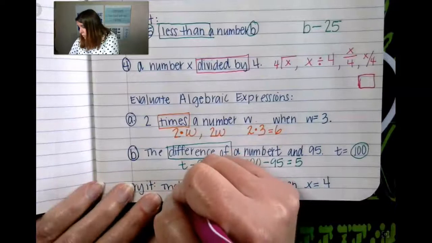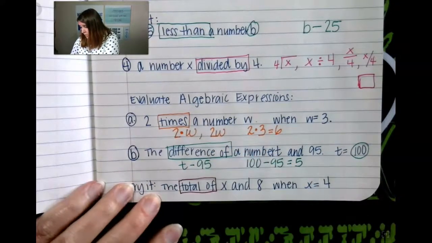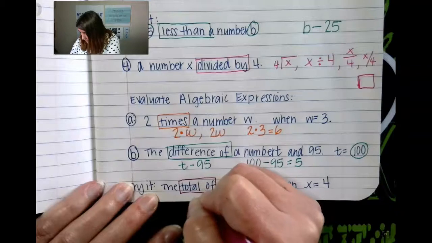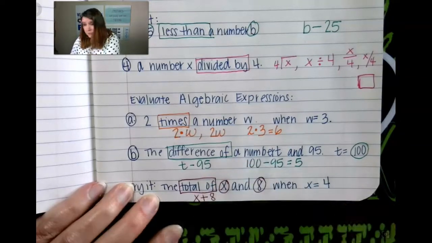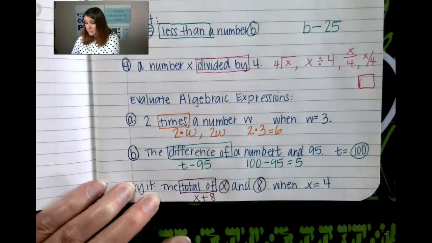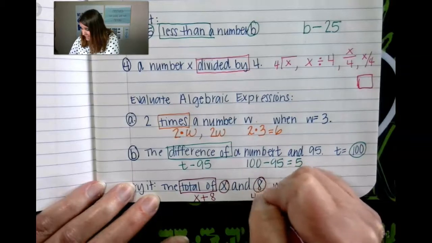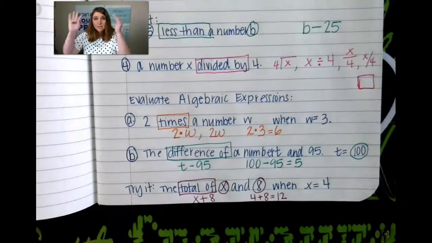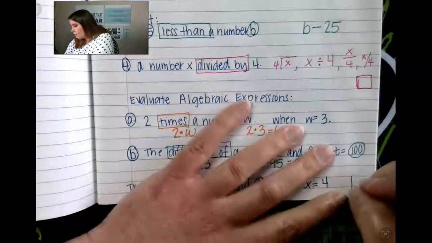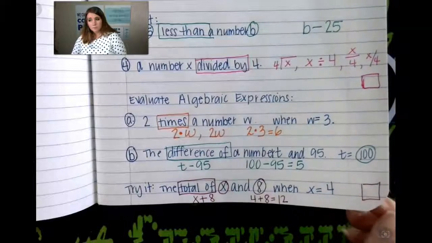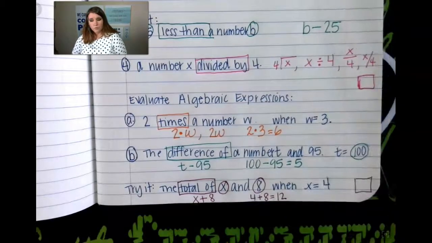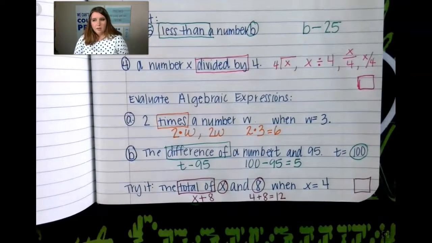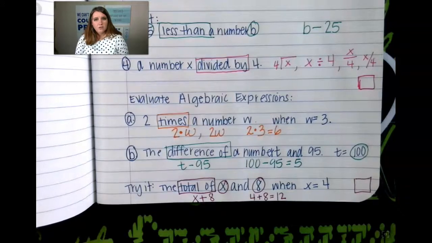Okay, here we go. The total of is addition. I'm using X and 8. So I'm going to take addition. X plus 8 is the first part. My second part of this is 4 plus 8 equals 12. Done. Okay, write your rating out to the side. How do you feel about it? 1, 2, 3. Where are you feeling? And turn the page if you need to. Get ready for a real world problem.